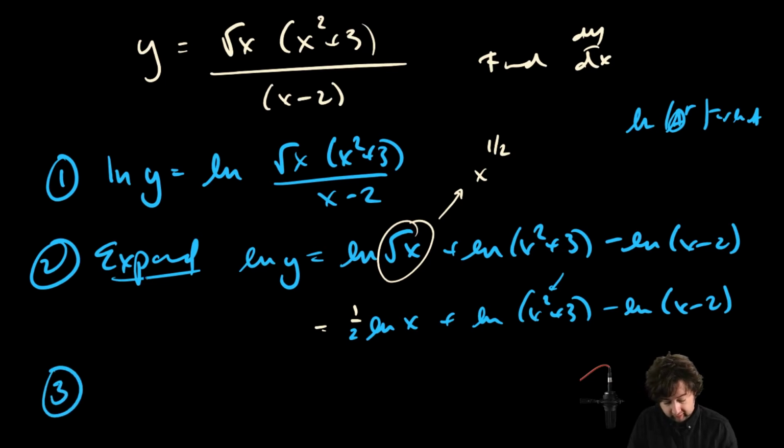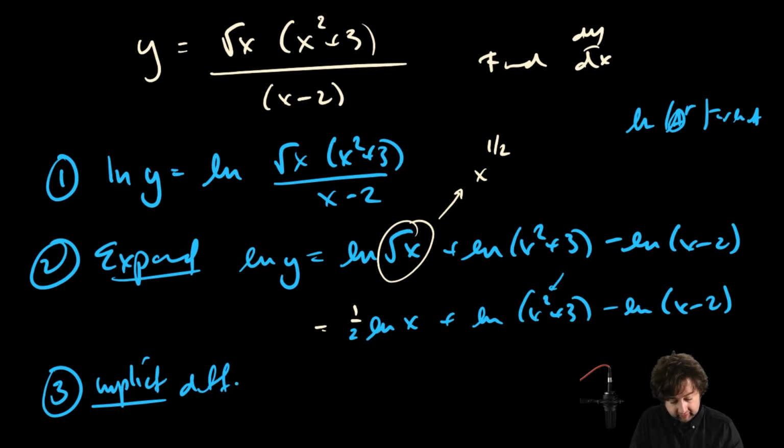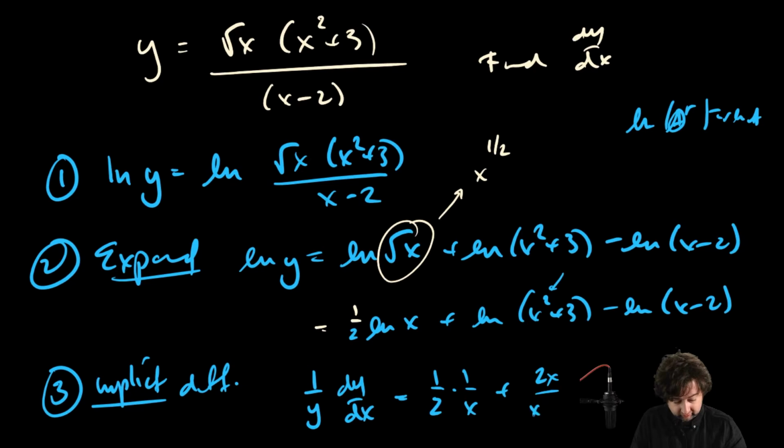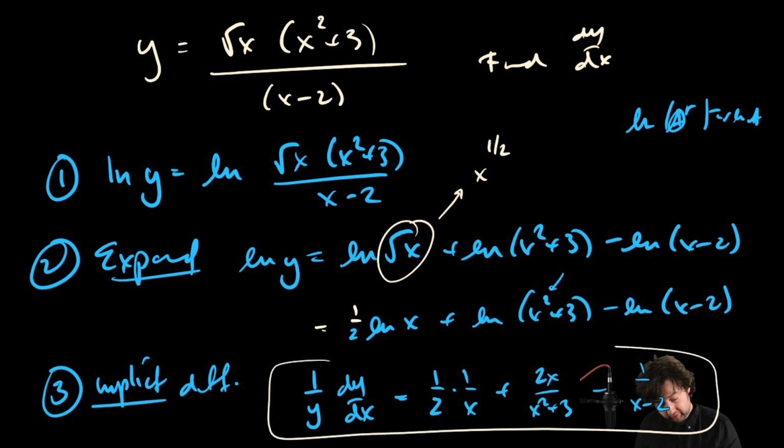Step 3 is we're going to use implicit differentiation. So what that's going to get me is 1 over y dy dx on the left-hand side. And on the right-hand side, I'm going to get 1/2 times 1 over x plus 2x over x squared plus 3 minus 1 over x minus 2, because the derivatives of the logs by the chain rule are just 1 over u times u prime. So this guy is almost complete.